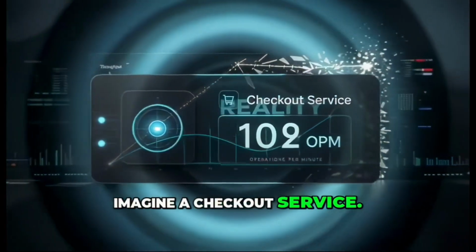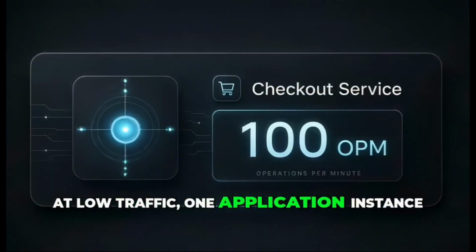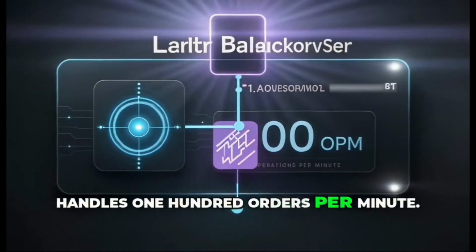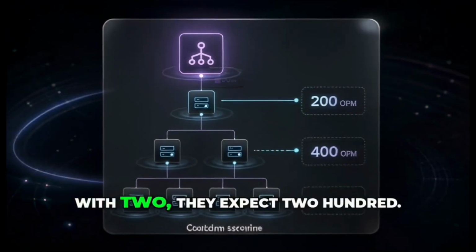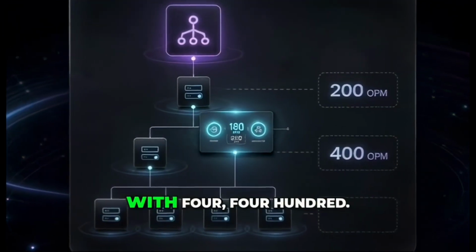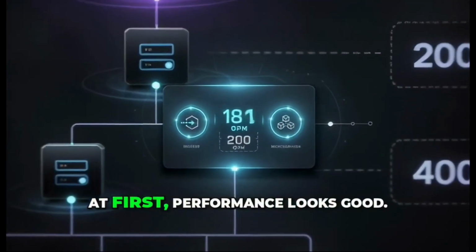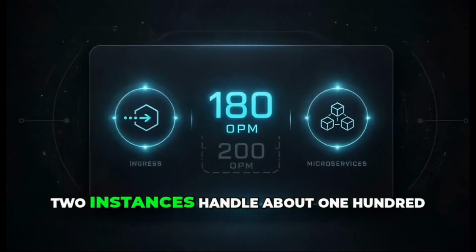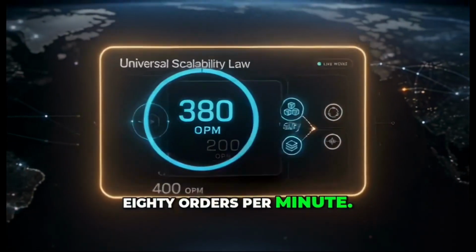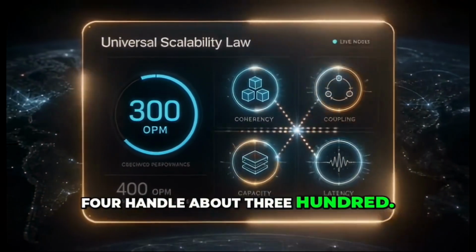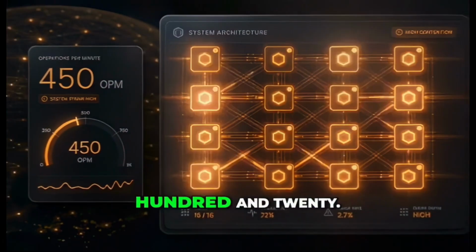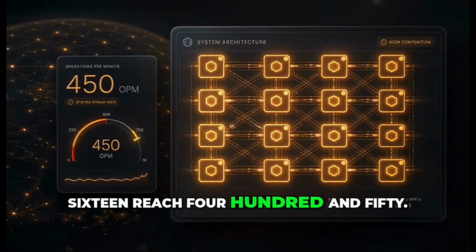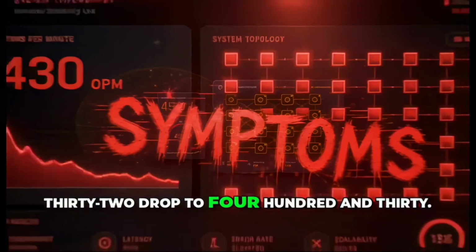Imagine a checkout service. At low traffic, one application instance handles 100 orders per minute. The team adds instances behind a load balancer. With 2, they expect 200. With 4, 400. At first, performance looks good. 2 instances handle about 180 orders per minute. 4 handle about 300. Not perfect, but acceptable. Then 8 instances reach only 420. 16 reach 450. 32 drop to 430.